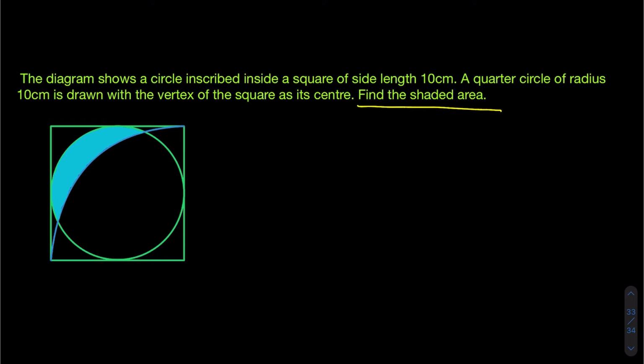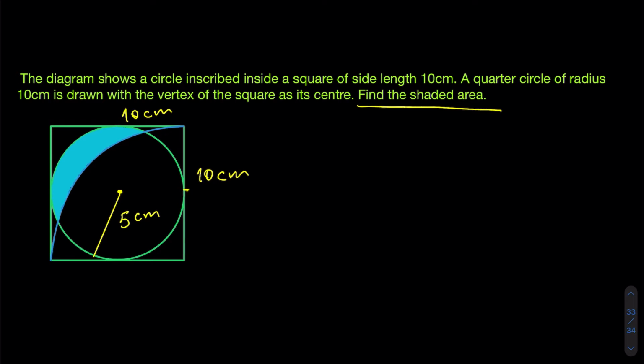So as you see, a circle is inscribed inside a square of side length 10 centimeters. That means each side of this square is 10 centimeters. That means the middle of this side corresponds exactly to the center of this circle, and that again means that this circle has a radius of 5 centimeters, right? So this is information provided by the problem.